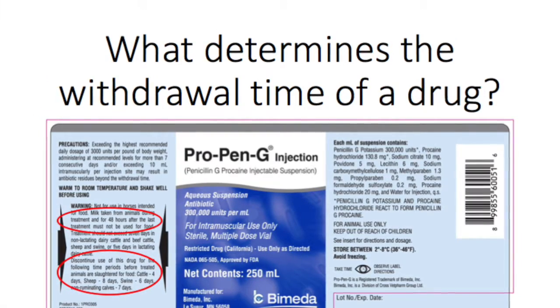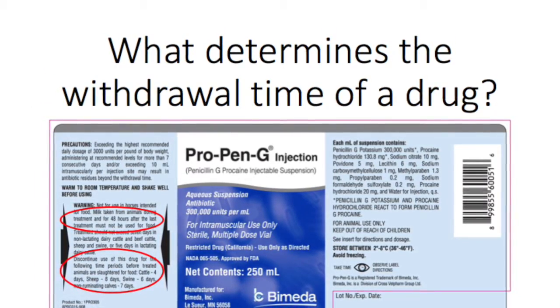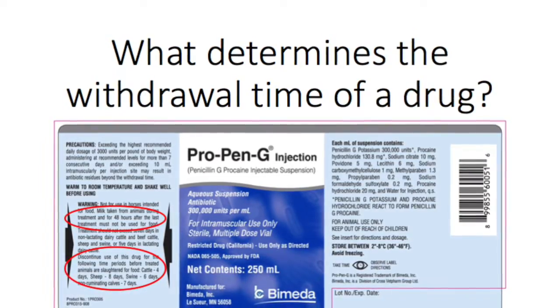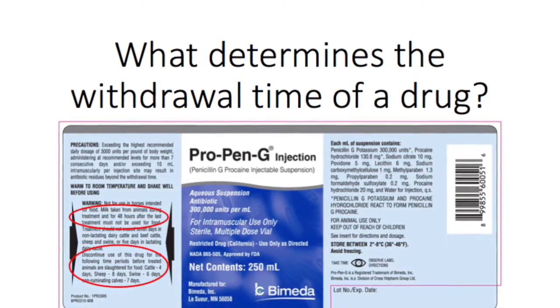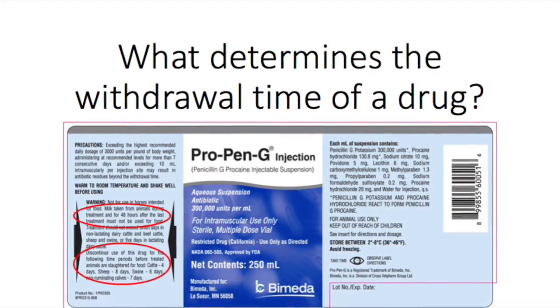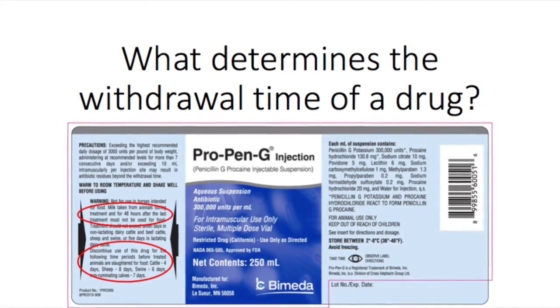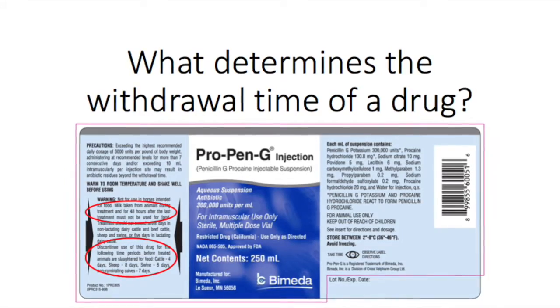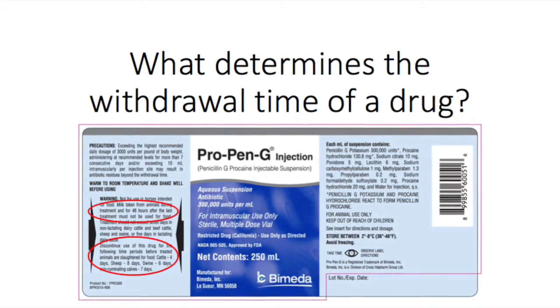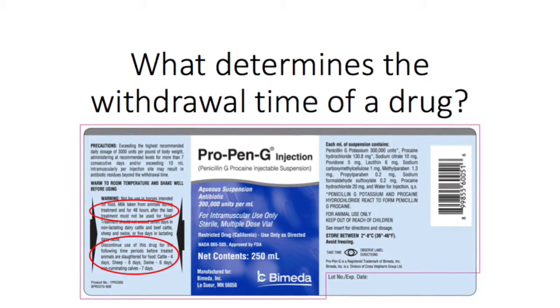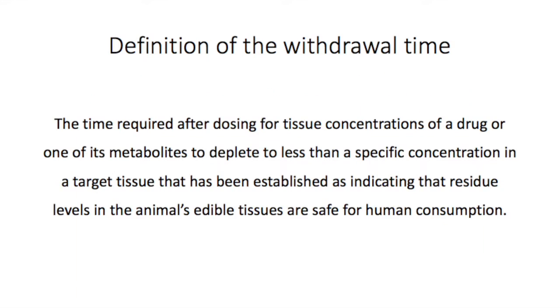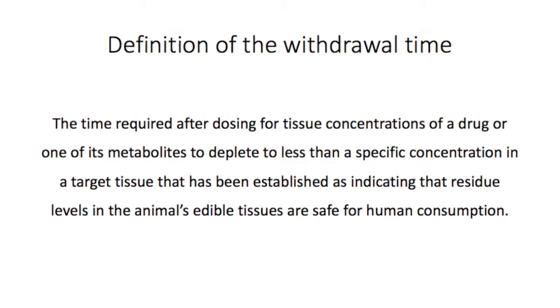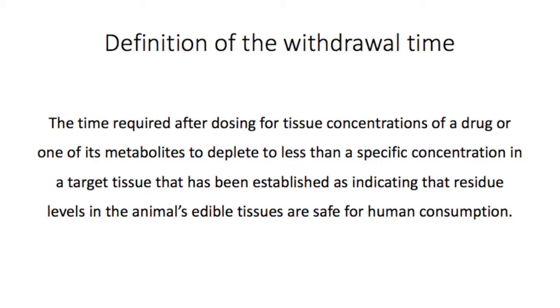Pharmaceutical products approved in food-producing animals come with warnings that state for how long milk must be withheld from human consumption or what the wait time should be before animals are sent to slaughter after treatment. These are called withholding times or withdrawal times, and in this module we will examine the factors that determine how long these should be.